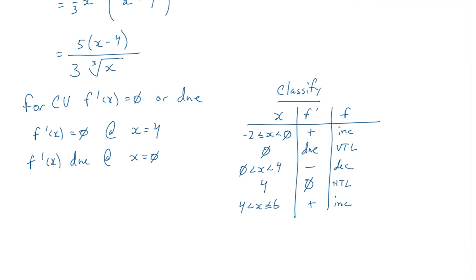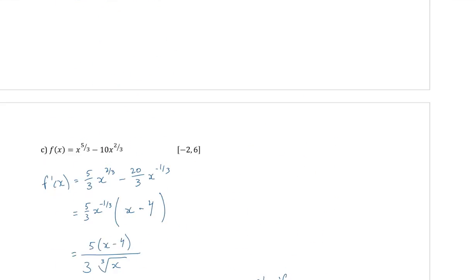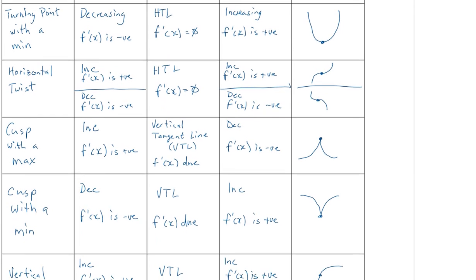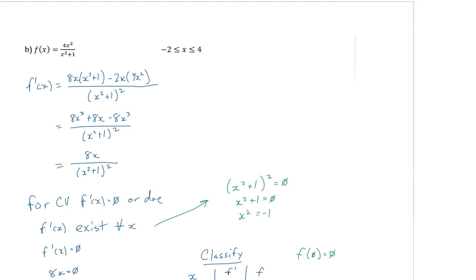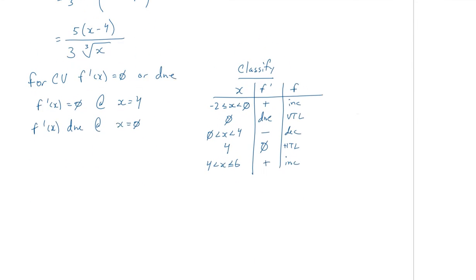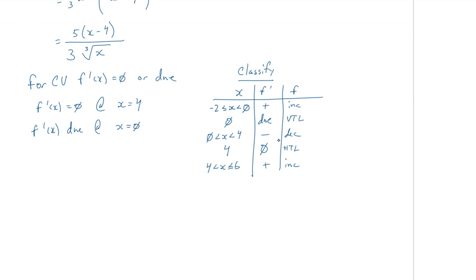So if I am going from increasing, vertical tangent line, decreasing, again, we're going to go up to our chart and figure out where that is. And it was increasing, vertical tangent line, decreasing. That is a cusp. Go back and figure out where we were. So this is a cusp max at 0, 0, subbing into the original function. F at 0 is 0.